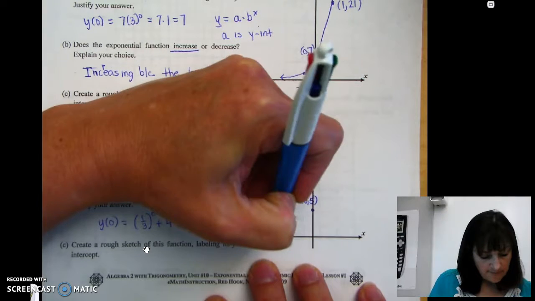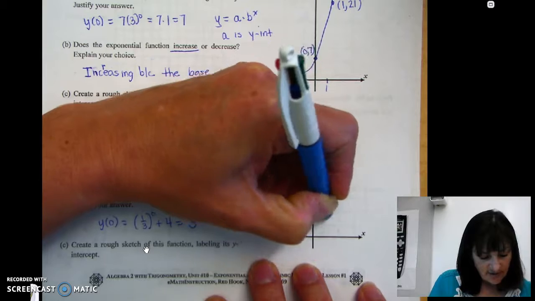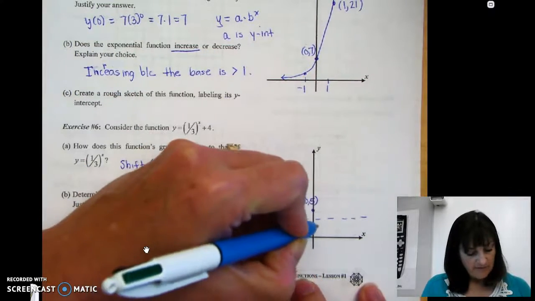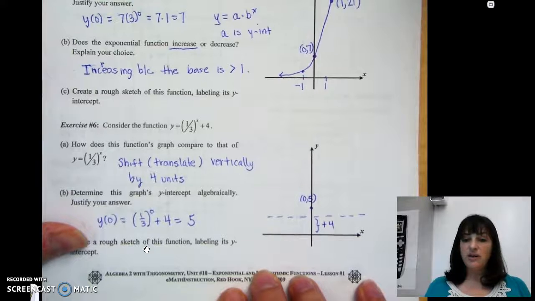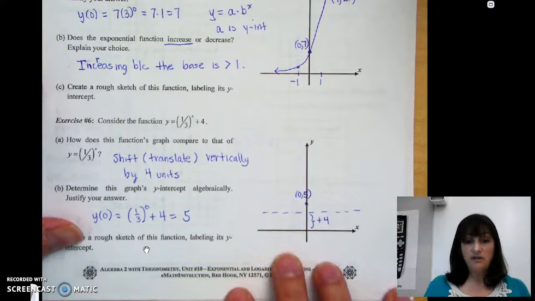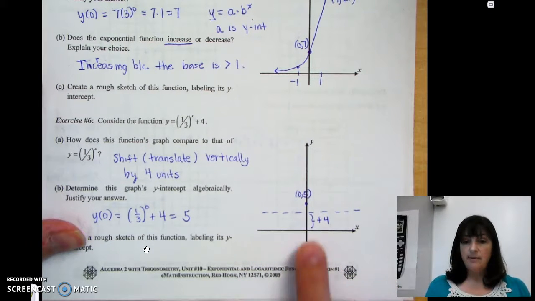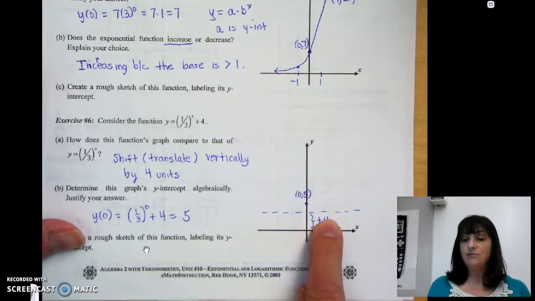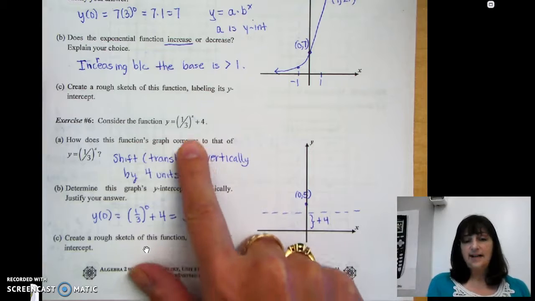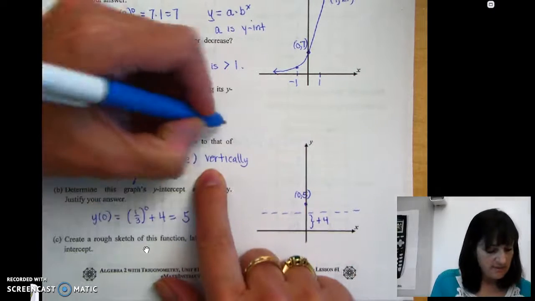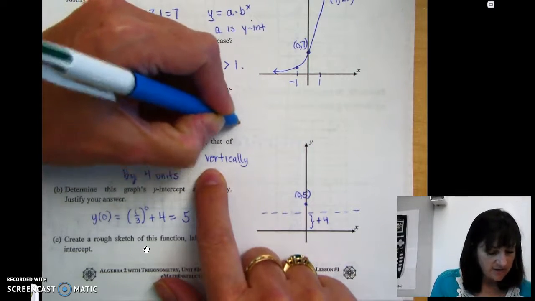Now, here's the deal though. If we are translating this graph vertically by 4 units, then we're also going to be translating the horizontal asymptote vertically 4 units. So I'm going to translate my horizontal axis up 4 units as I get ready to sketch the graph of this function. I can see that the base is 1/3, so this is going to be a decreasing function.